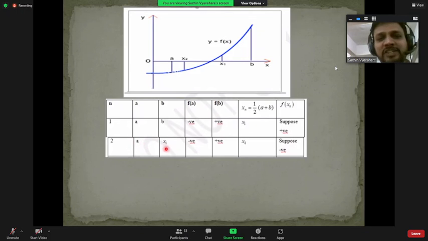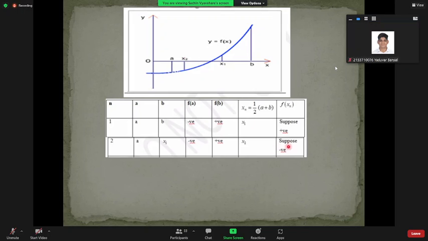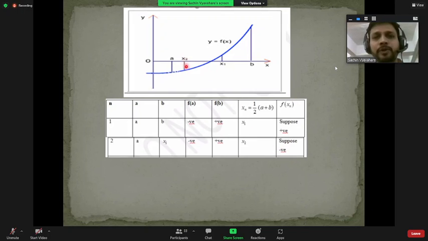This x1 acts like b now. And to calculate x2, the formula will become a plus x1 upon 2. Now, what is f of x2, positive or negative? Here it is negative, it is written also. Suppose f of x2 is negative here. So f of x2 is negative.